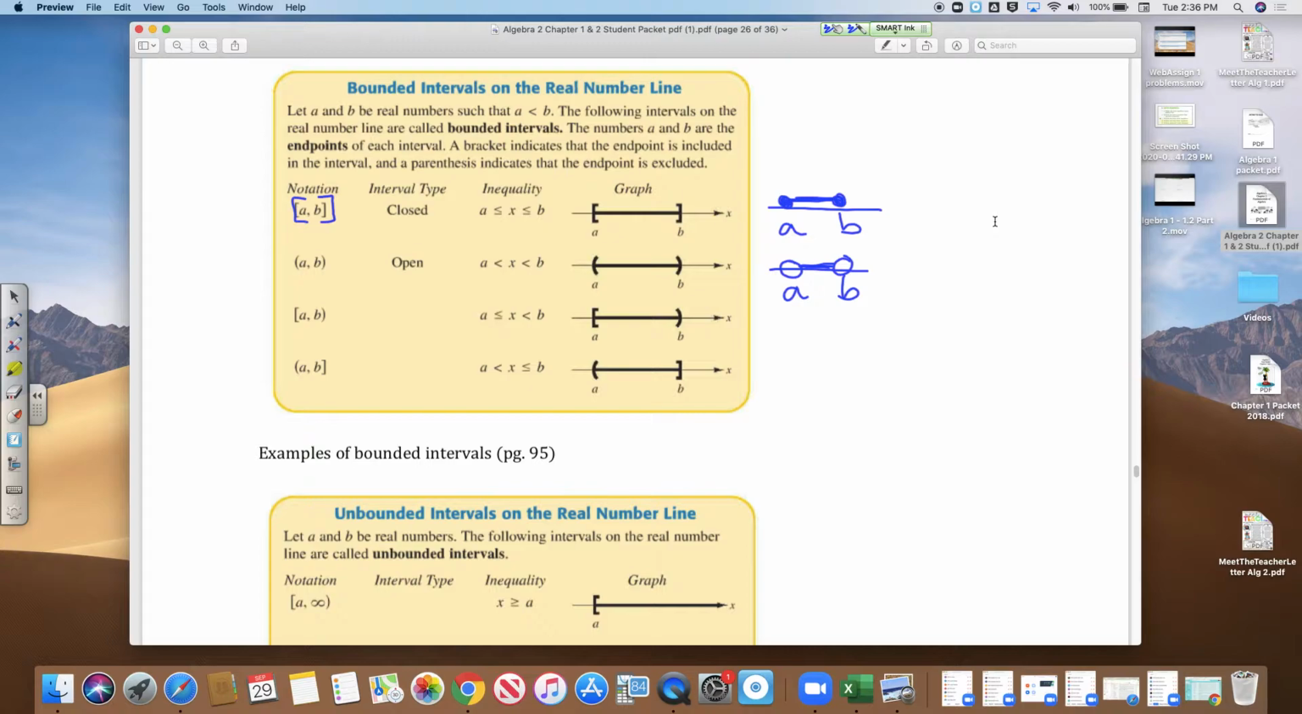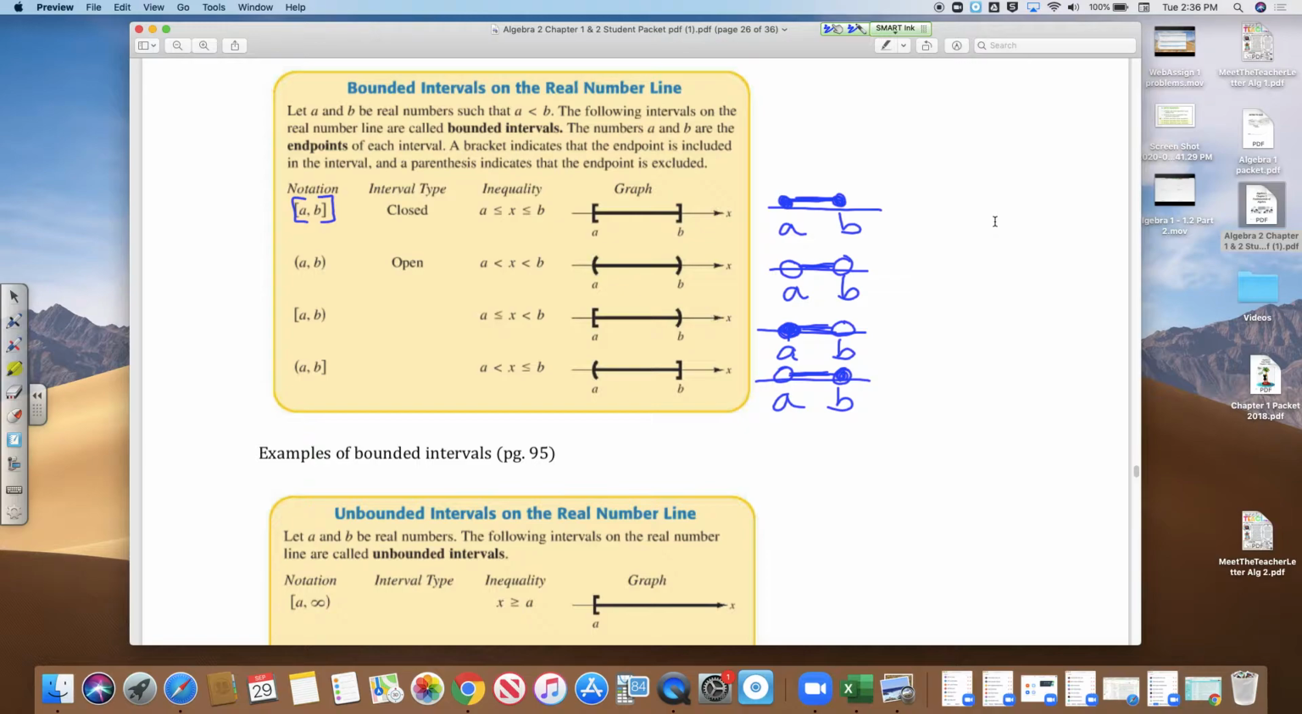Now the endpoints don't always have to be the same. You could have one closed and one open. In the next one, this is between A and B, but A is included, so you could see they had a square bracket there. B is not included, so they have a parenthesis. Here's what it would look like with the circles. And then vice versa, if you have A not included, but B is included, you could also use this type of interval notation for the graph as well.